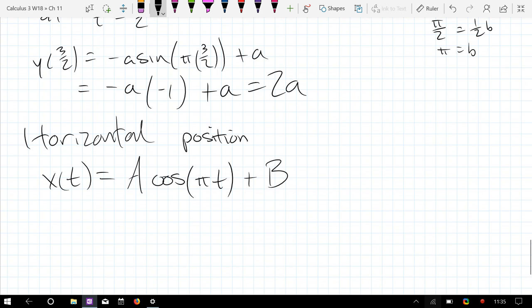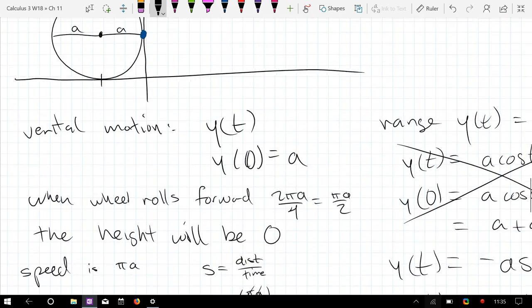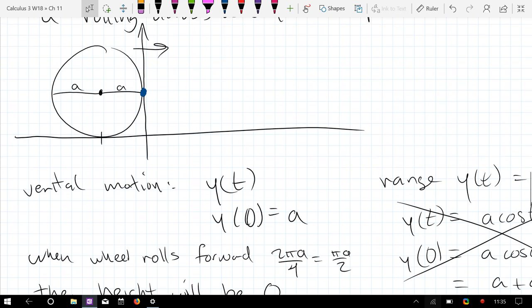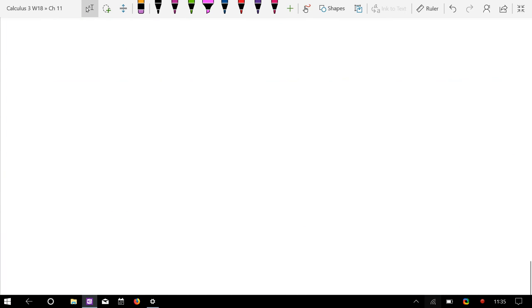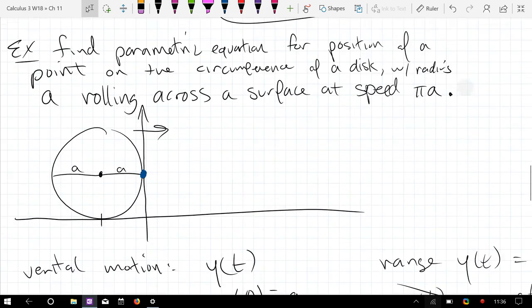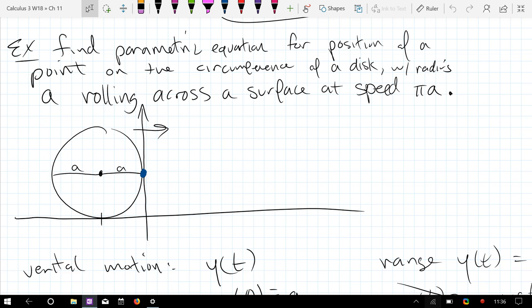So what is x of 0? What is our initial horizontal position? A plus B. Horizontal position. Look where I put the y-axis. Zero. So our initial position will be 0. And it doesn't matter how fast we're going. At the initial position, we're going to be here.